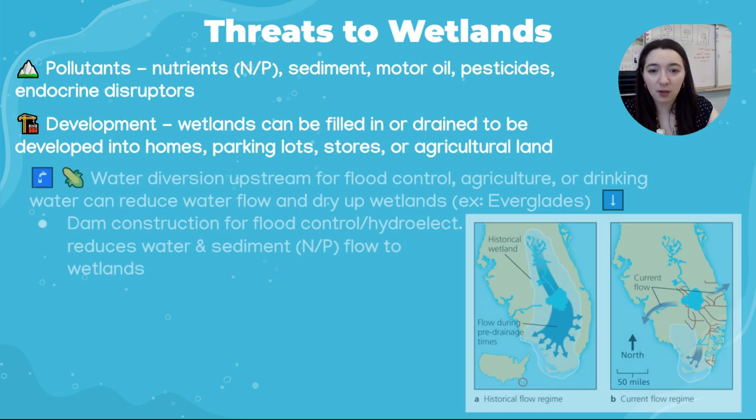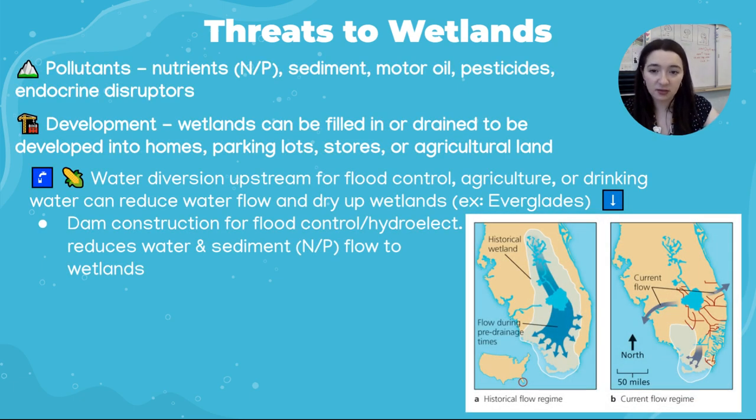Okay. Now, this is all about threats to wetlands. So pollutants, this can also include natural pollutants such as nitrogen and phosphorus, which can cause eutrophication, our next topic we're going to go over. Sediment, motor oil, pesticides, endocrine disruptors. These are all things that can be released into the environment and cause an issue with populations growing and surviving.